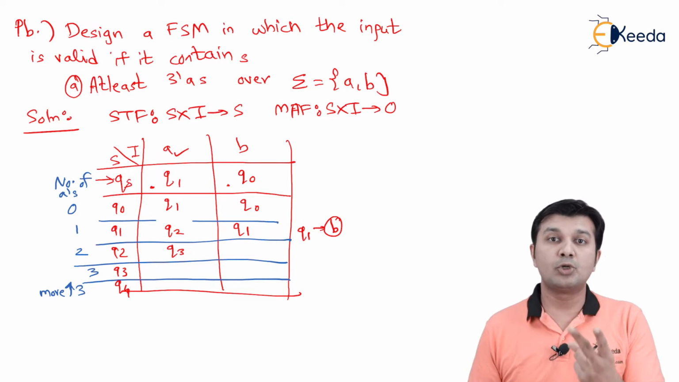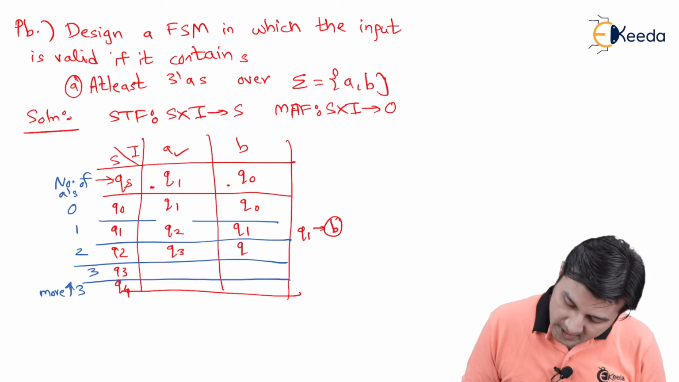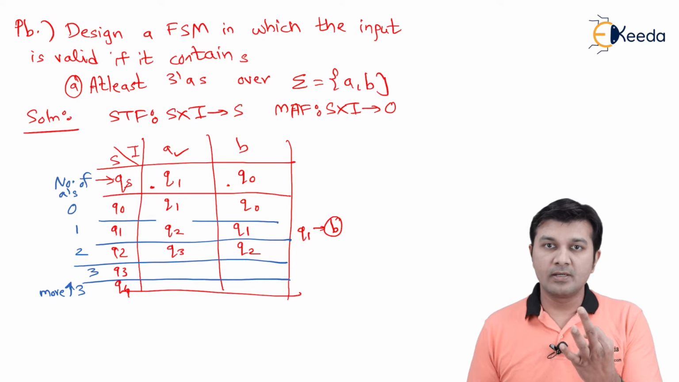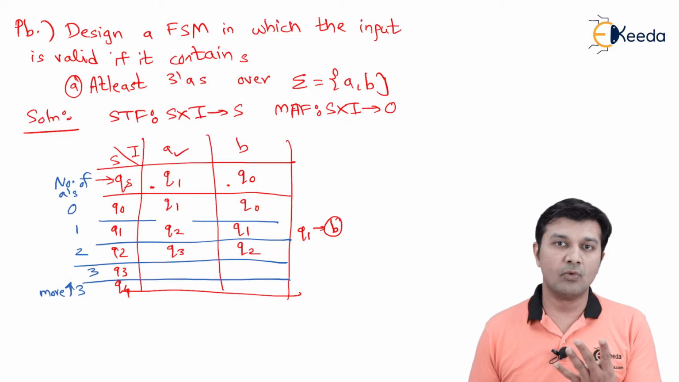So they were previously 2 and now also they will remain as 2. Therefore, it goes to the state Q2. In Q3 state, the number of A's were 3 and one more A comes across. So the number of A's now become 4.